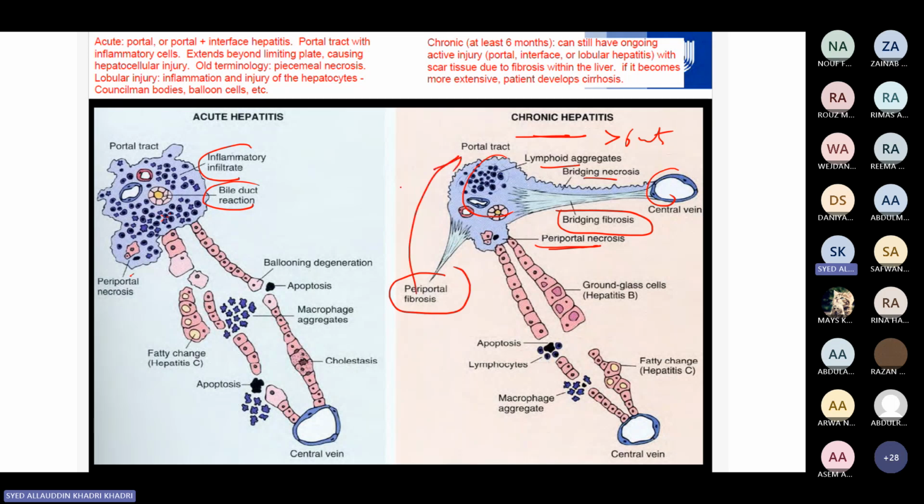This is a very good schematic representation I'm trying to show you. All these things, the macrophage aggregates will be more proliferating as compared to chronic hepatitis. Macrophages will be going and trying to change. You can sometimes see the fatty change in hepatitis C also.